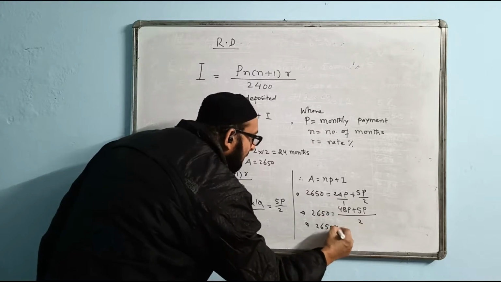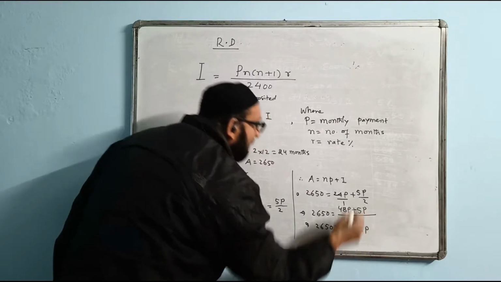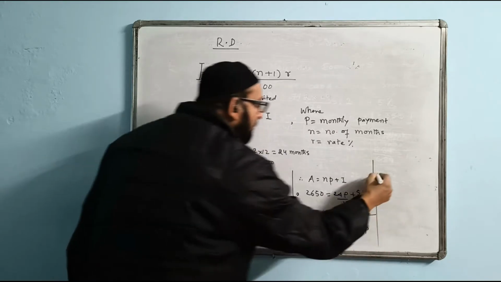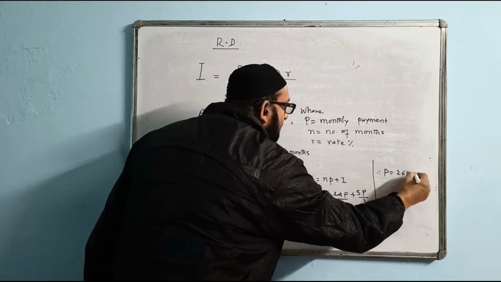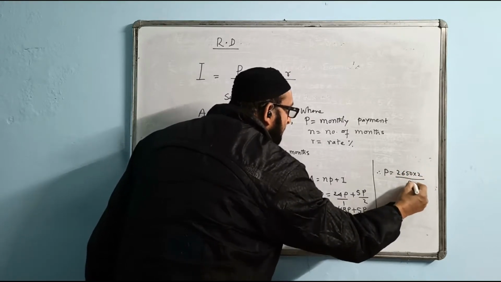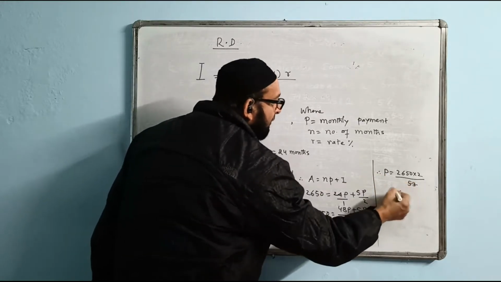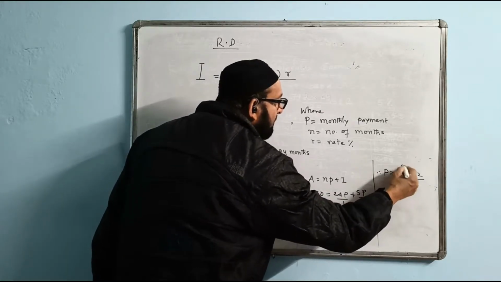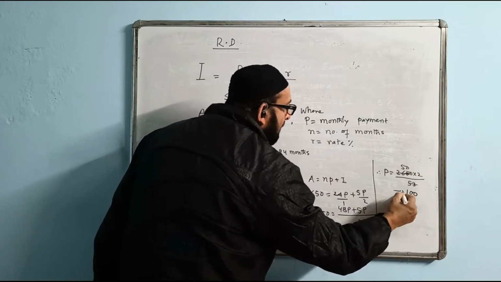2650, these two will come in multiply, is equal to adding these two will become 53P. Therefore, P value will come 2650 into 2 upon 53. This must be divided by 53. 53, how many times will go? 53, 5 times will go. That means 50 is the answer. 50 into 2, it is coming 100.